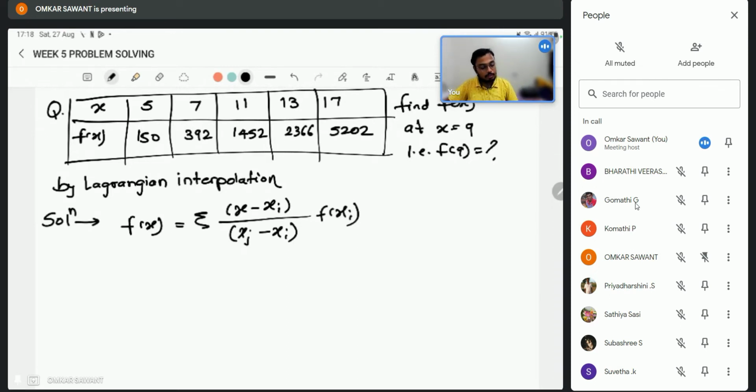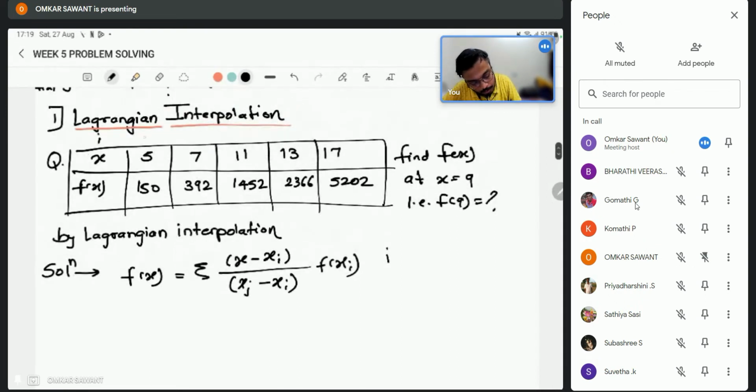You can simply represent it in this way, where i is, say, 1, 2, 3, 4, 5, so this is the first value, and j will never be equal to i. So we have to take the sum of this and that respective functional value.